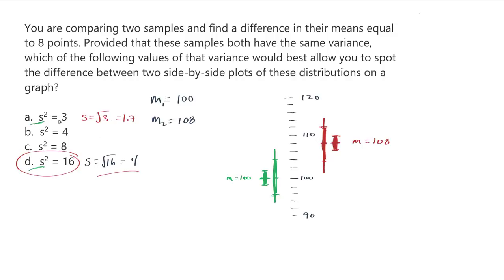So it's at this extreme, a variance of 3, that you're going to have the easiest time spotting the difference between the two of them side by side. This one is very noticeably different from this one. So the answer is A, a sample variance of 3.